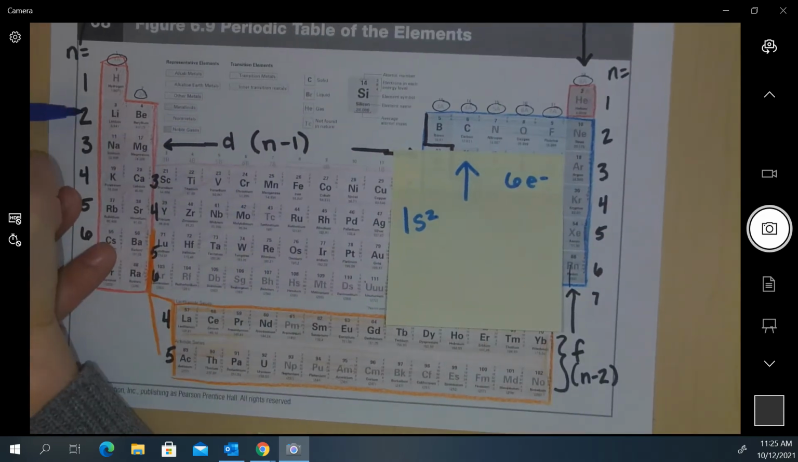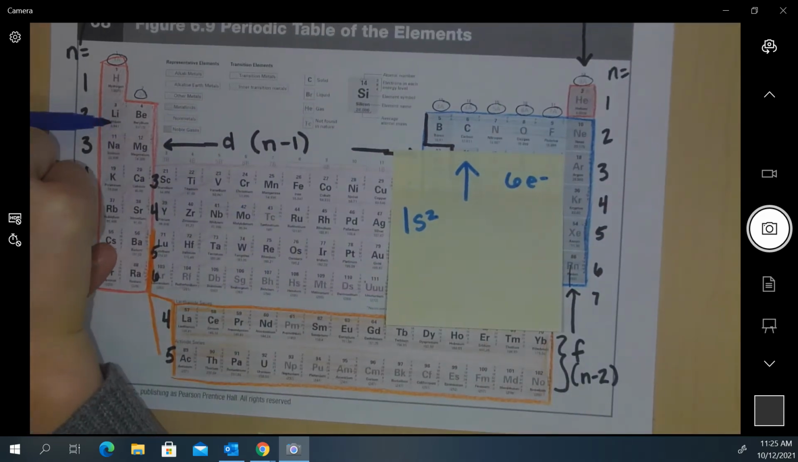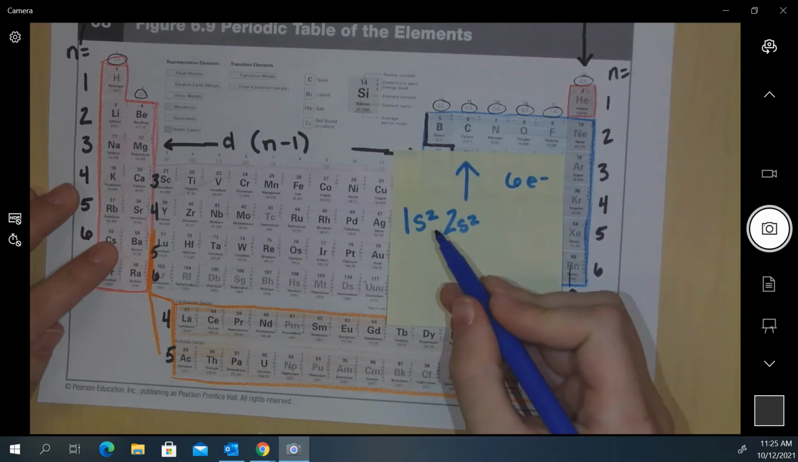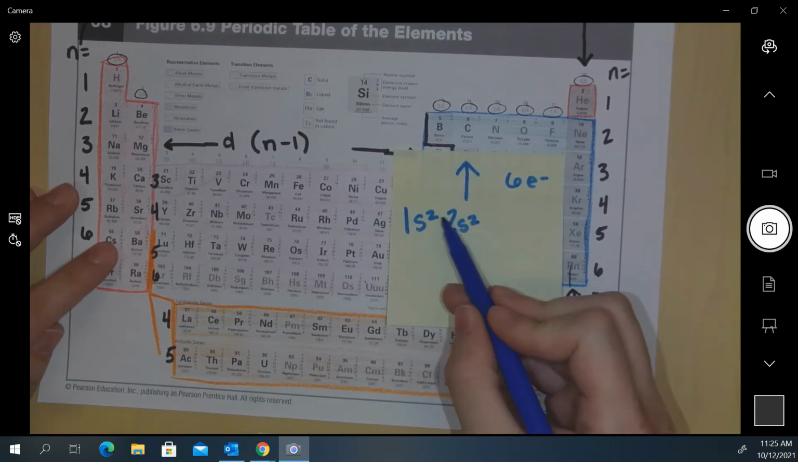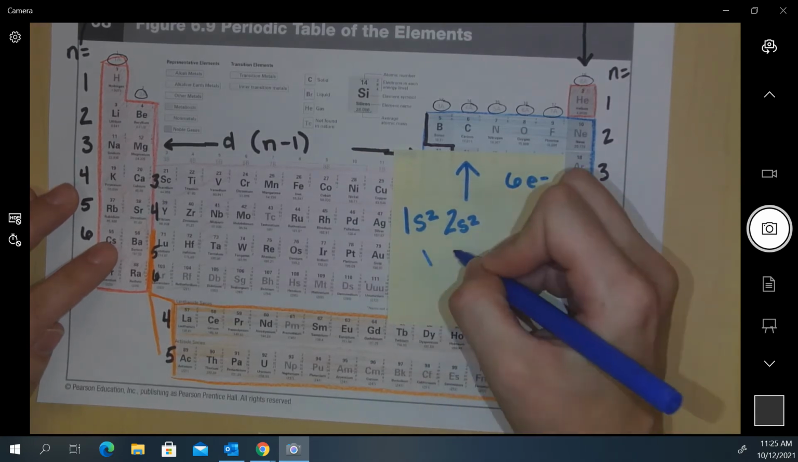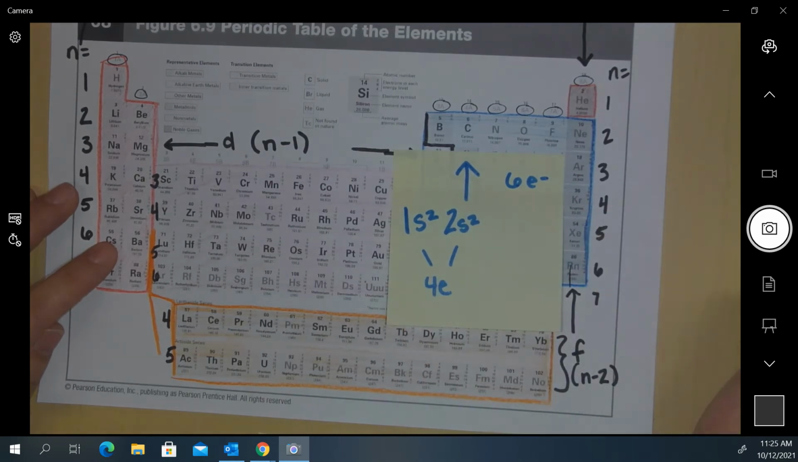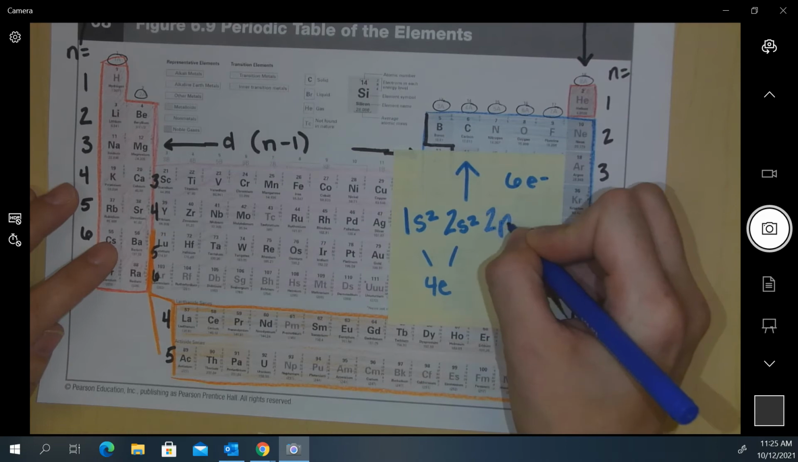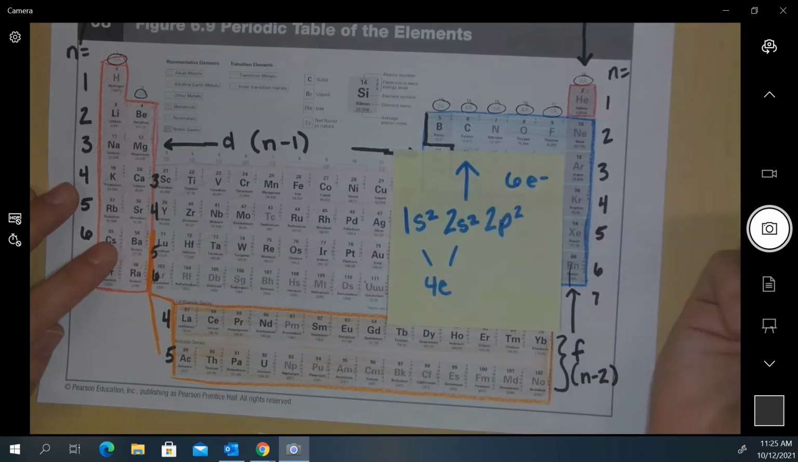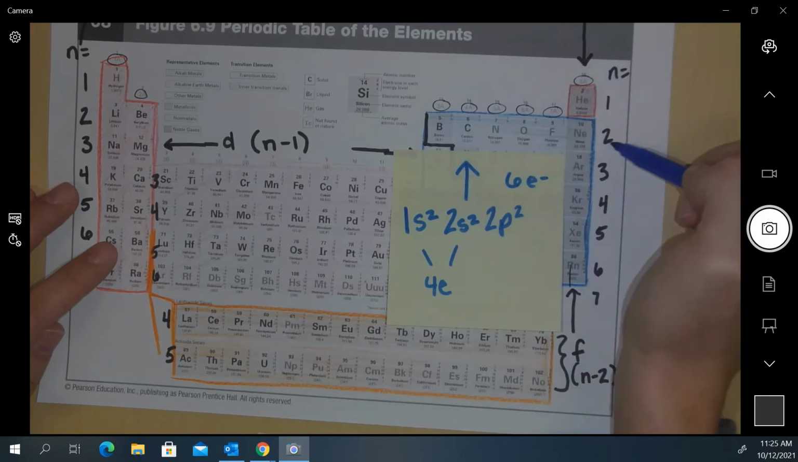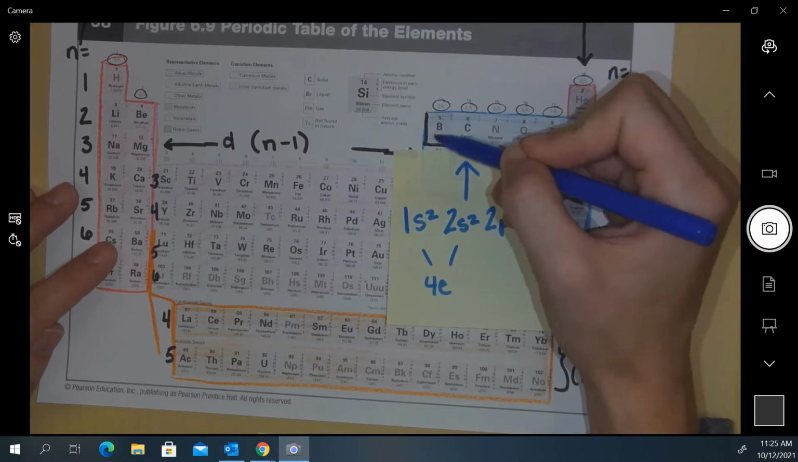Come down to 2. We need to get through lithium and beryllium in order to get over to carbon. So 2s is also filled. 2s2. So this accounts for 4 electrons. So 2 plus 2 equals 4. So far we have 4 electrons accounted for, but carbon has 6 in total. So that means that there's going to be 2 electrons left in the p level, 2p2, and that is exactly where we're at. We're in spot 2 of the second energy level in the p subshell.